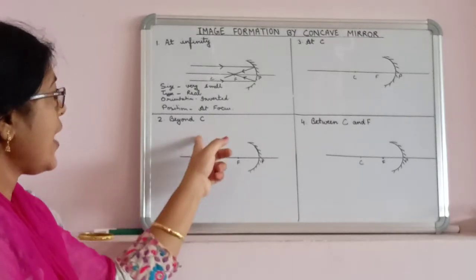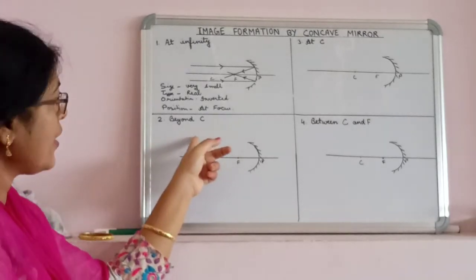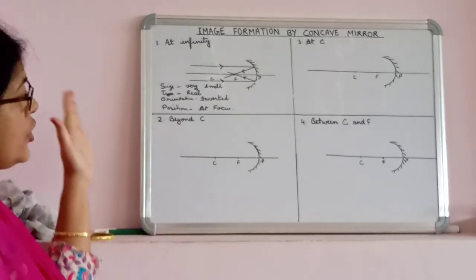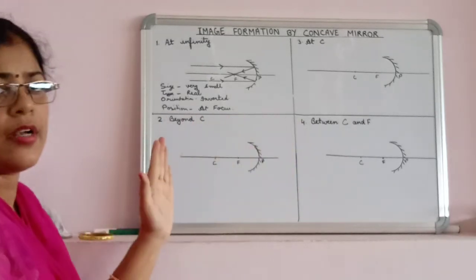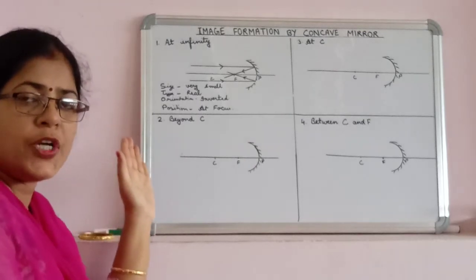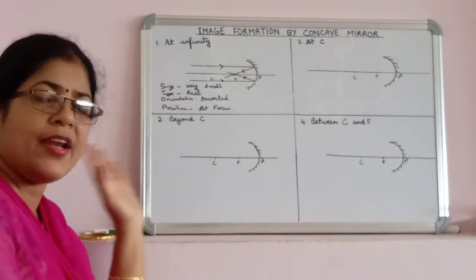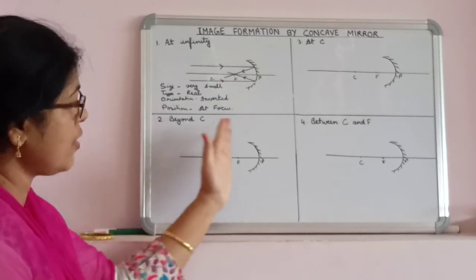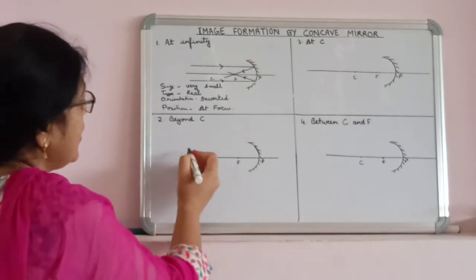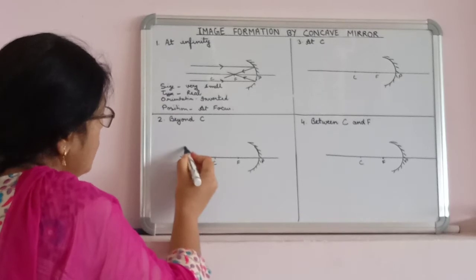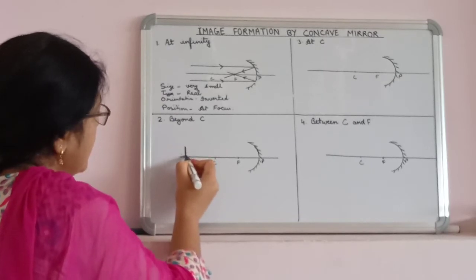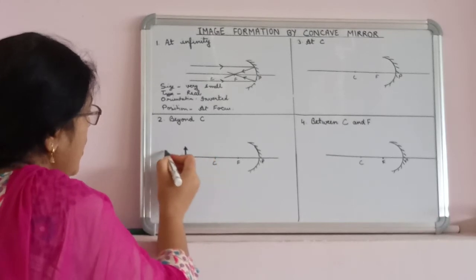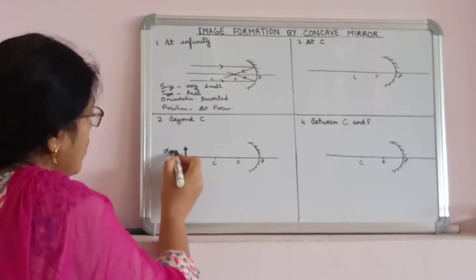Okay, so this is about the object which is placed at infinity. Now let us take the second case, that is beyond the center of curvature. Now we are just shifting the object towards the mirror. In the first case, the object was placed at infinity, very far away from the mirror, and it is being shifted towards the mirror slowly. And in this case, we are keeping the object beyond the center of curvature. Suppose here we are keeping the object. This one is the object.